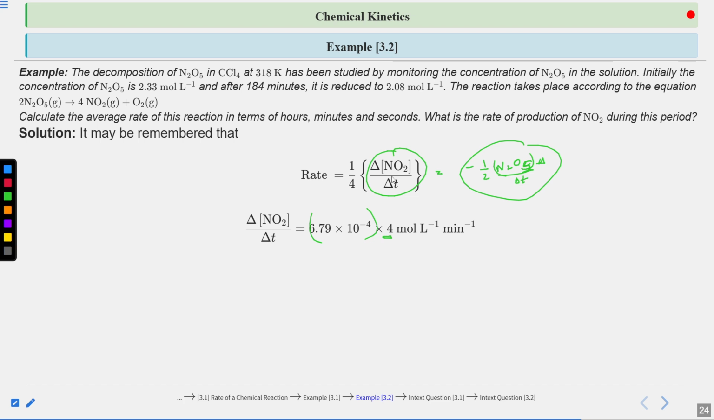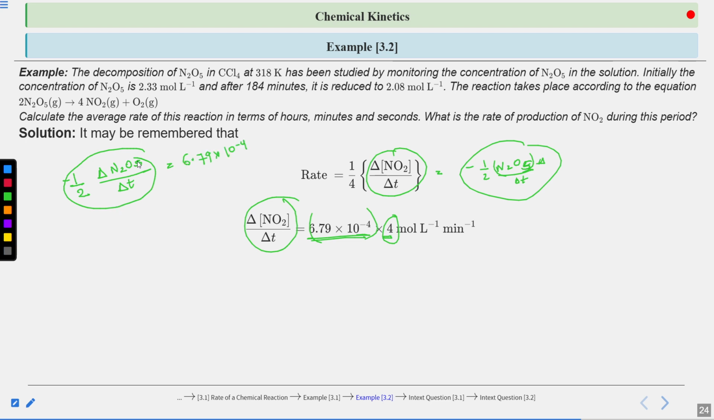So this is equal to this, and this quantity will be equal to this quantity multiplied by 4, because this 4 will go in the multiplication at the right hand side. Understood? Okay, let me tell you again. Previously we have studied that rate is equal to minus half of the decrease of concentration of N2O5 divided by the change in time. And this value of the rate is coming out as 6.79 multiplied by 10 to the power minus 4.